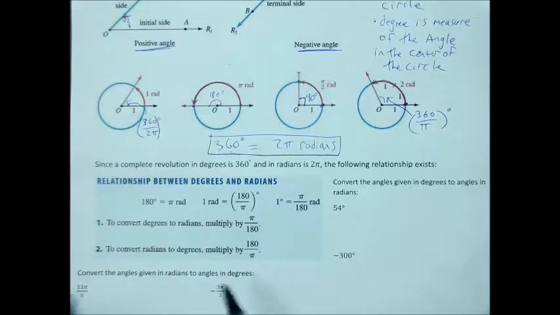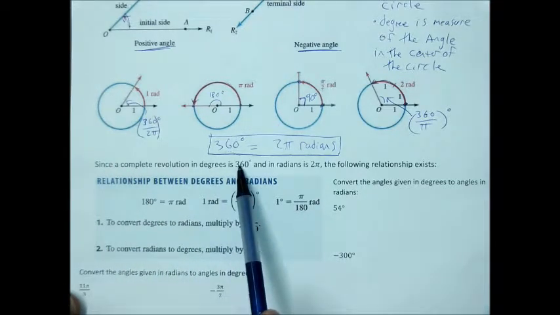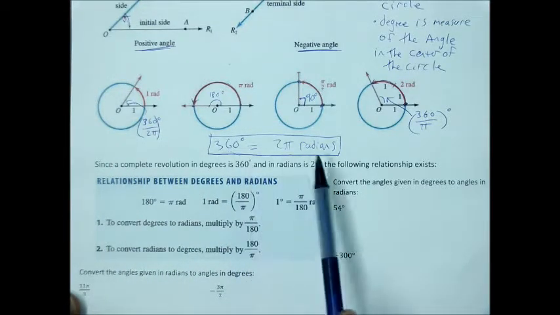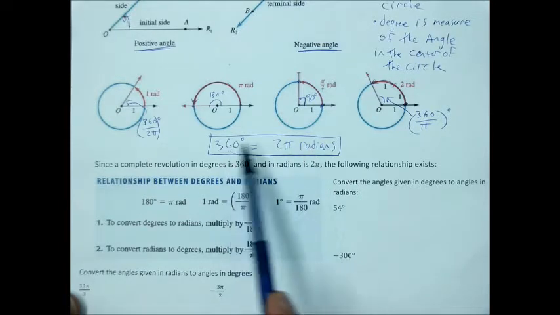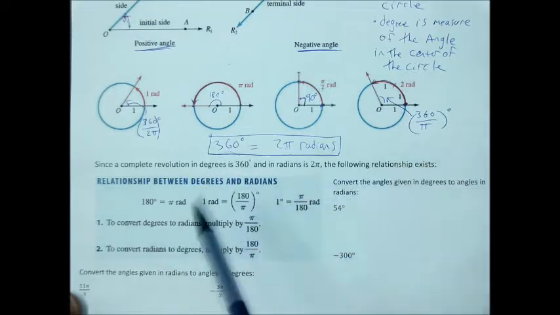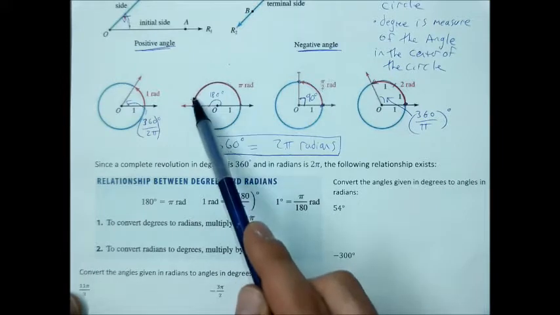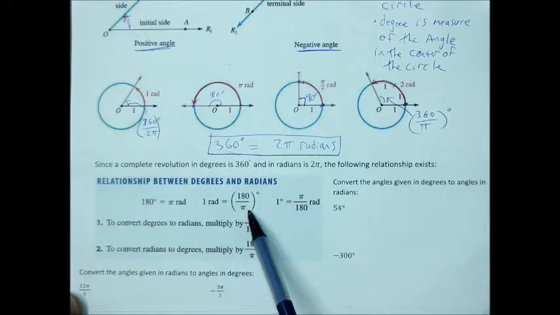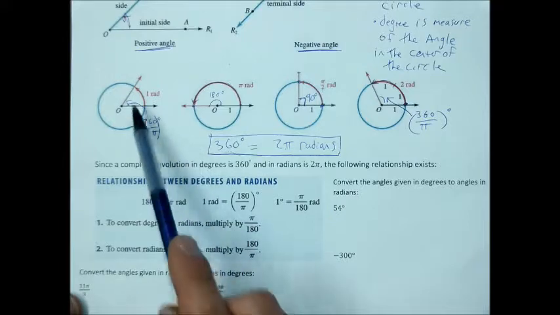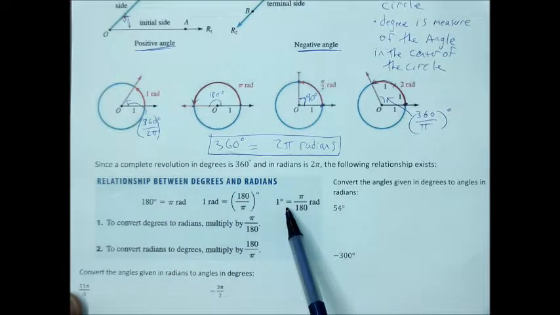And so we've already laid the groundwork for this blue box here, but let's read what I wrote here. Since a complete revolution around a circle is 360 degrees, which is in radians 2 pi, we already wrote that down, 360 degrees is 2 pi, the following relationship exists. So we get this relationship. So 180 degrees is pi radians. That's what we just saw right here, right? 1 radian is 180 degrees over pi. That's this one right here. And 1 degree is pi over 180. And so we didn't see a picture of that one, but that's just another version of this.